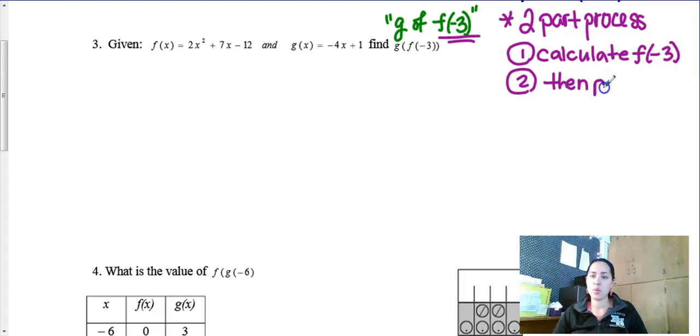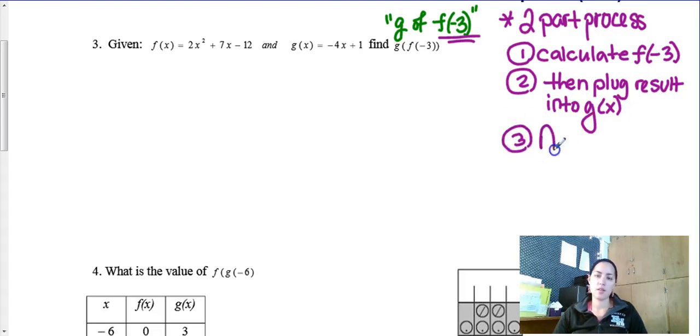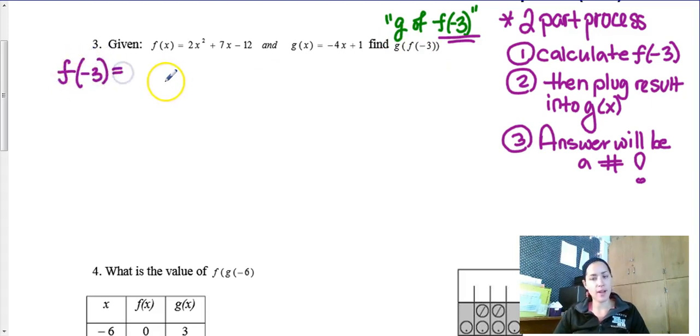Then plug the result into g of x. The answer will be a number. Best way to understand what I just wrote is for us to actually do it. So the strategy here is if there's f of a number on the inside, we're going to do that first. So let's calculate f of negative 3, which we all know how to do from 9th grade Algebra 1. So wherever I see x, I'm going to plug in negative 3.